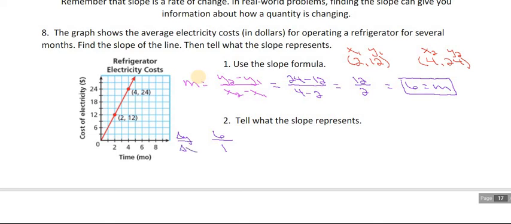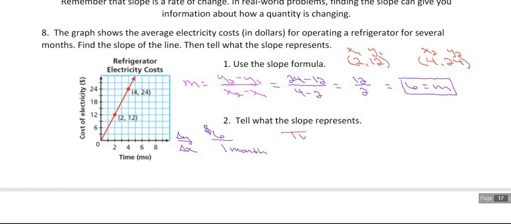So here's what I'm going to do. Because the 6 is in the numerator, that's referring to change in y. So the y-axis label refers to cost of electricity in dollars. So $6 over the change in x. The x refers to time in months. $6 over 1 month. So what does that mean? Well, the cost of running the refrigerator is $6 per month. Okay, it doesn't need to be hard.